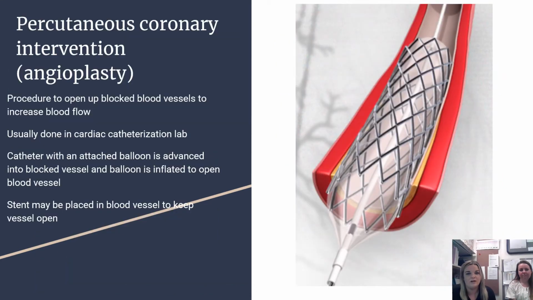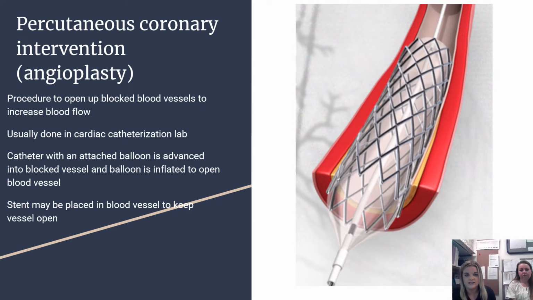The intervention of placing a stent is called an angioplasty. So the picture here is showing what the stent looks like and the balloon inside the stent as it's getting inflated inside of the patient's artery. This is always done in the cath lab, and you can place multiple stents back to back to each other, and this helps keep the blood vessel open.